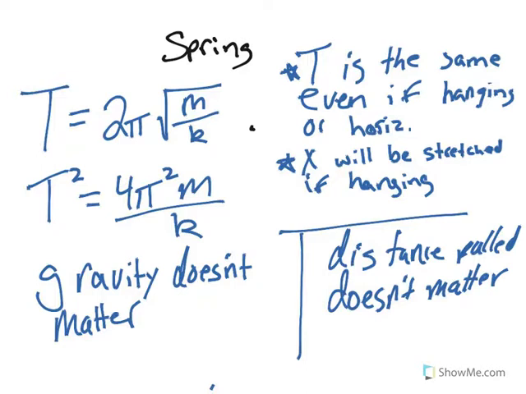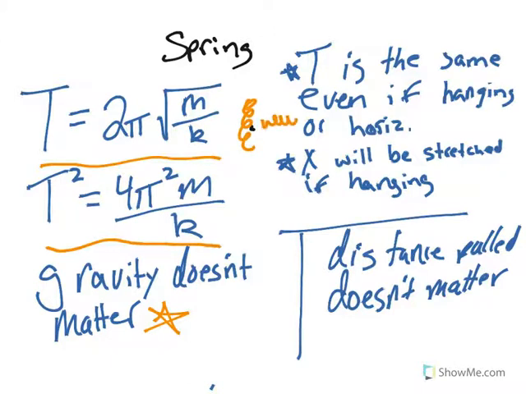Okay, springs. The same thing is true with the spring. You can square it. So this is the formula you're given, but you could square it to get rid of the square root. With a spring, gravity does not matter. T is the same even if it's hanging or horizontal. So it doesn't matter whether the spring is like this or some combination or somewhere in between. The period will be the same. The difference between these two, vertical versus horizontal, is that X will be stretched more if hanging.